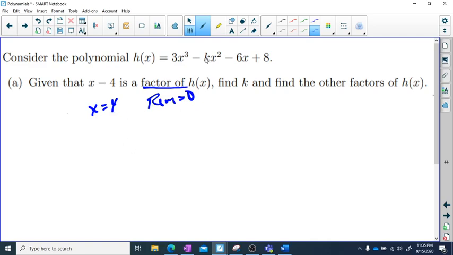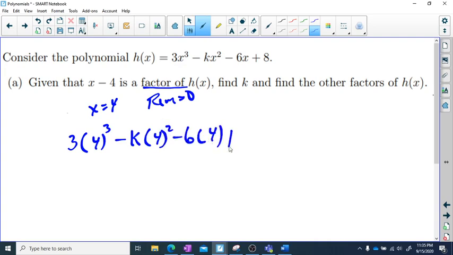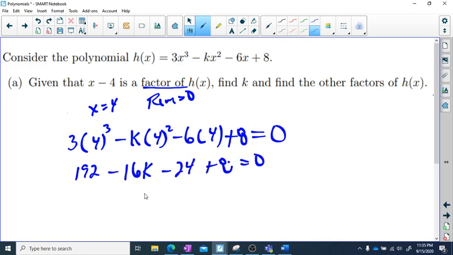Well, let's do that to figure out k. So we're going to put 4 in for all the x's. And when I do that, it has to equal the remainder, which in this instance, because it's a factor of it, the remainder's got to be 0. 4 cubed is 64 times 3 is 192. 16 times k is a minus 16k. Subtract 24 plus 8 must equal 0.